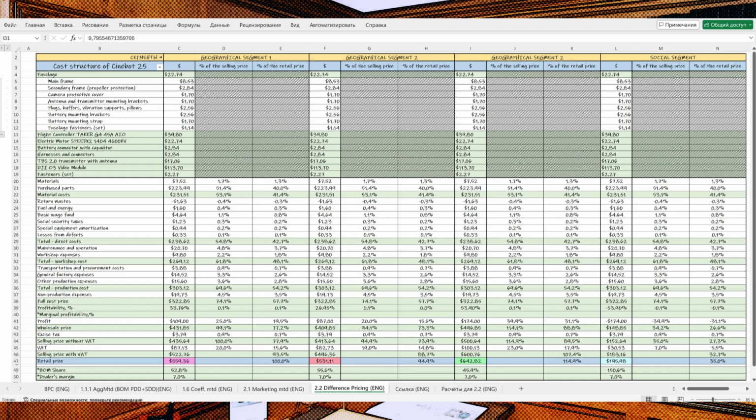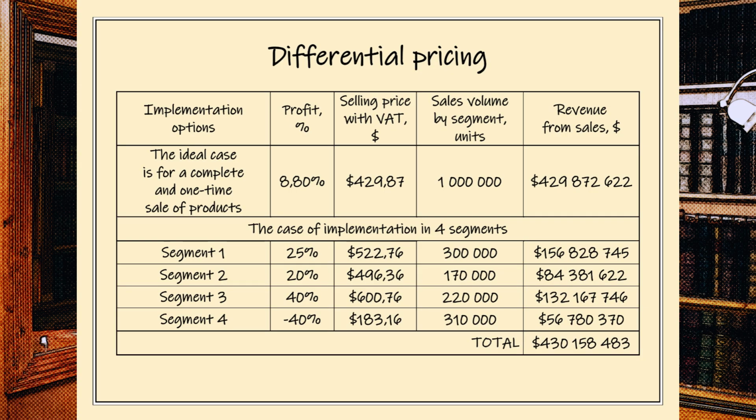Three commercial segments in different geographical regions in which we plan to make a profit, and different target audiences. The target audience in commercial segments may be, for example, commercial sports clubs or independent pilots of different ages, and one social segment without specifying a geographical reference, for example, orphanages or similar institutions where there are no plans to make a profit. Let's assume the planned production volume of drones for the period is 1 million units.